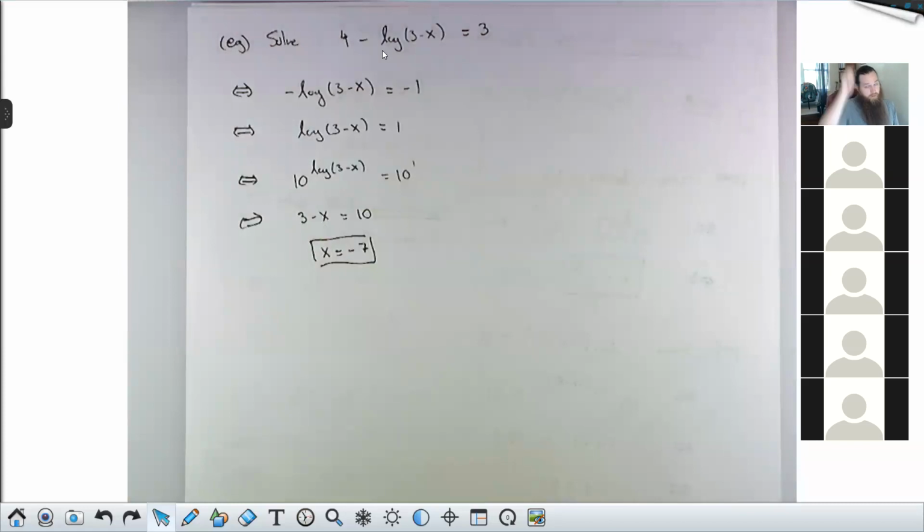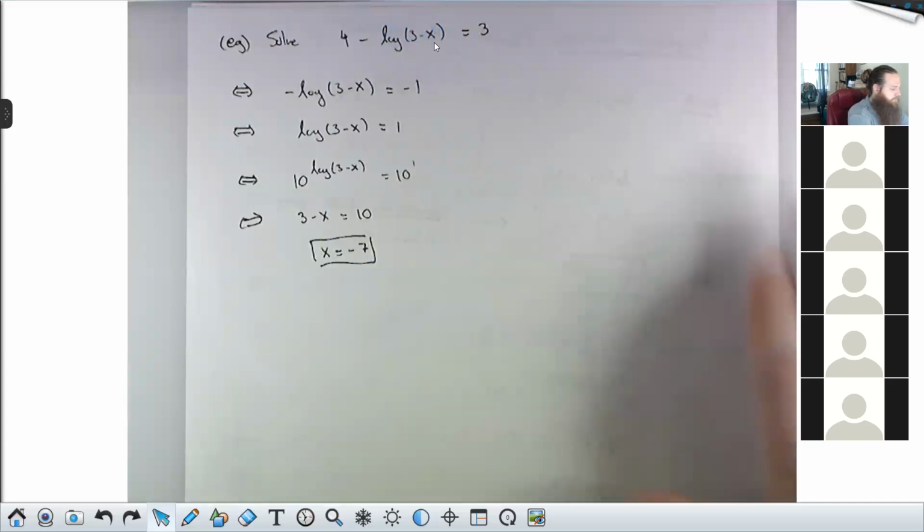And you should always check. If I plug negative 7 in here, do I run into trouble? So 3 minus negative 7, that's 3 plus 7, that's 10. Oh, okay, log of 10. That's fine. The inside of the log is not negative. It's not the variable being negative that causes trouble. It's the inside of the log being negative, which can be more than just the variable.